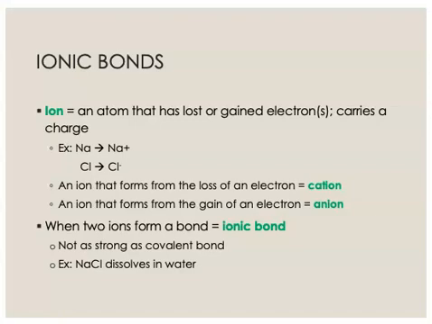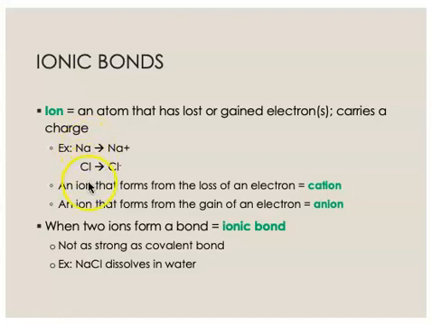A good example of this is the molecule called sodium chloride, or table salt. Sodium chloride contains an atom of sodium and an atom of chloride. Those two atoms are not covalently bound together. They're bound together with an ionic bond.